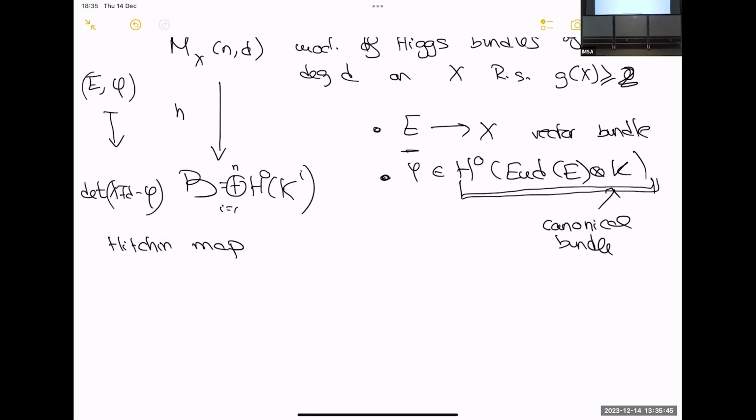This Hitchin map has many great features. The generic fibers are smooth abelian varieties. But probably the most interesting fiber is the nilpotent cone, the fiber over 0.